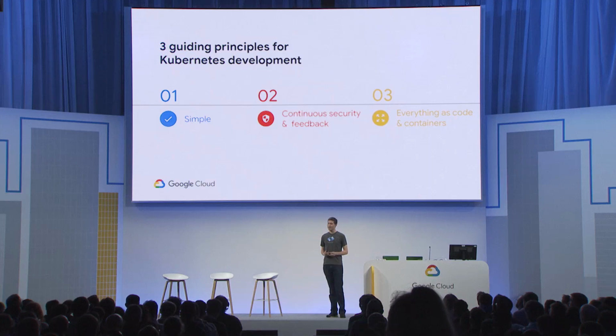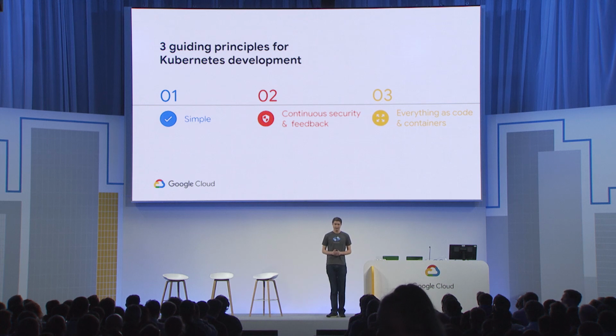There are three guiding principles for Kubernetes development that we like to focus on. The first one is keeping it simple. We want to get developers productive as quickly as possible. That means simplifying and optimizing the developer loop.